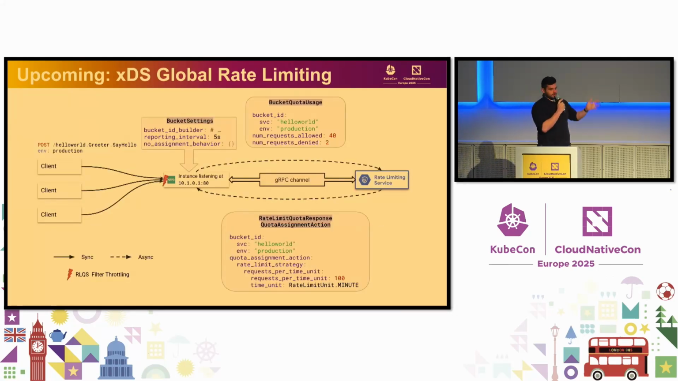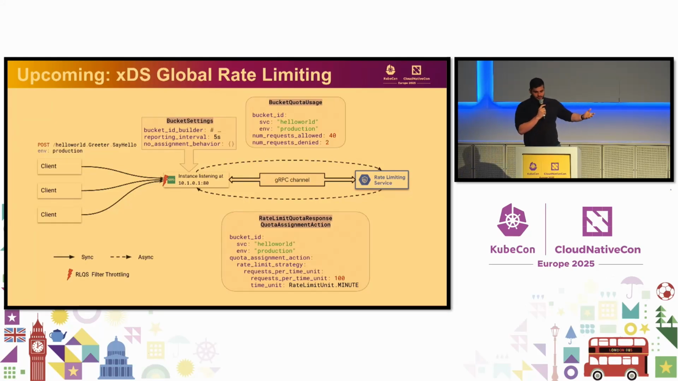So here's a bird's eye view of how this works. The xDS control plane sends configuration down to the gRPC server with instructions to connect to an RLQS server, a service dedicated to programming rate limiting decisions in gRPC servers. The server will then connect to that RLQS control plane.